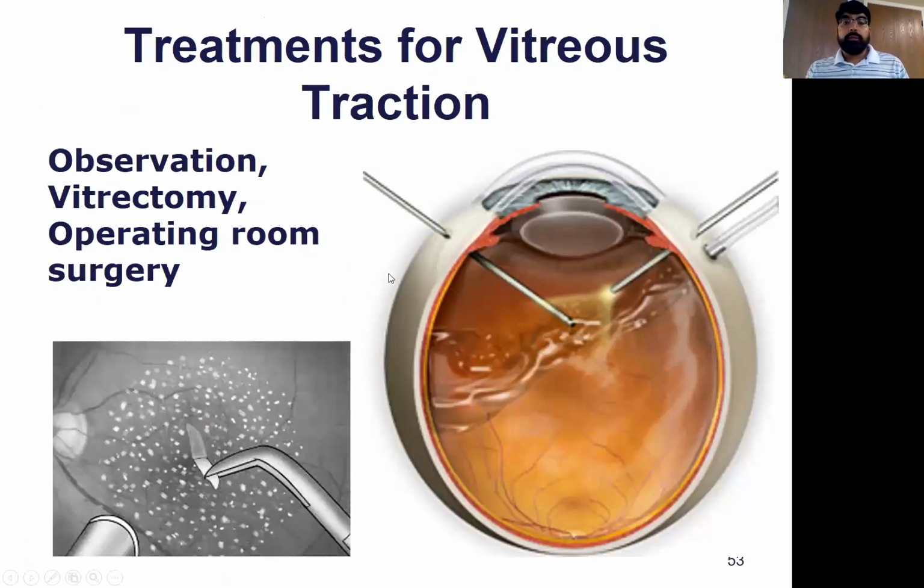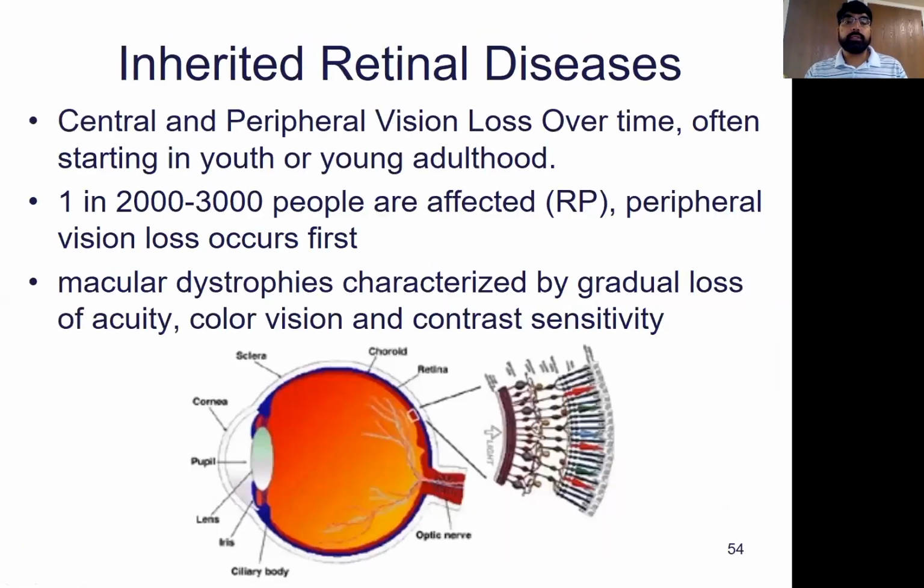So treatments for the vitreous traction and the epiretinal membrane include observation. You can watch it if it's not very significant. Vitrectomy, or actually removing the jelly in the eye, is what this picture is showing here to the left, and to the right, the operating room surgery to peel the membranes. That's also something that I do, to help people see better by flattening the retina down and curing the undulations that need to be treated with retinal surgery.